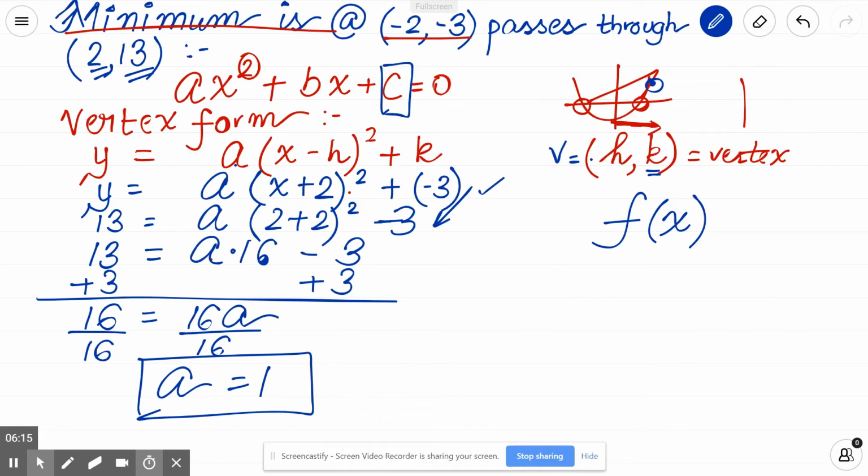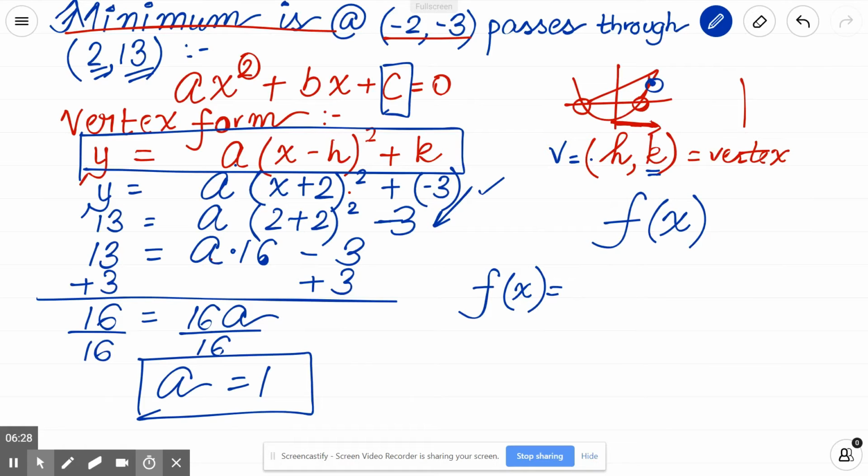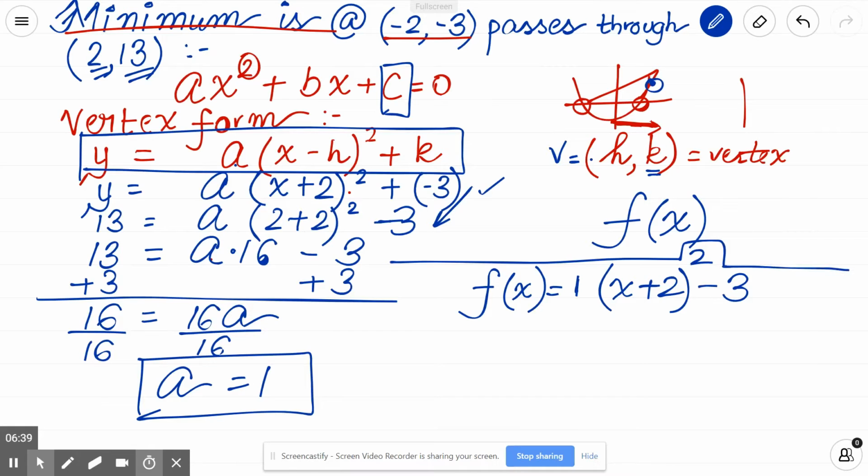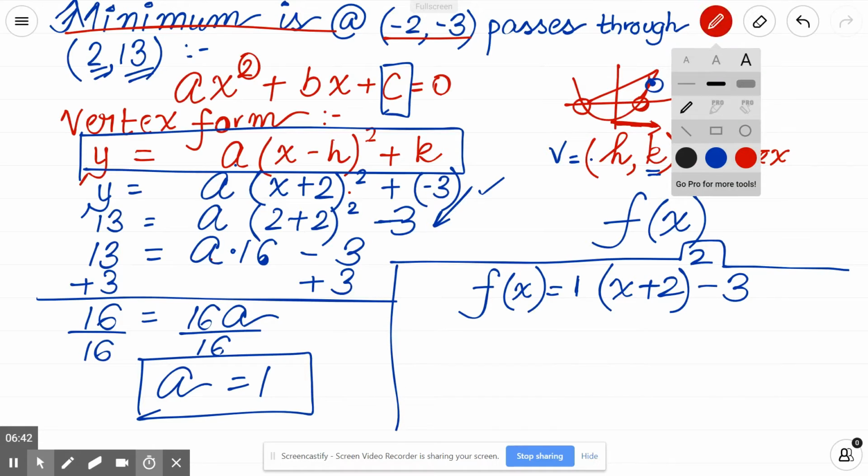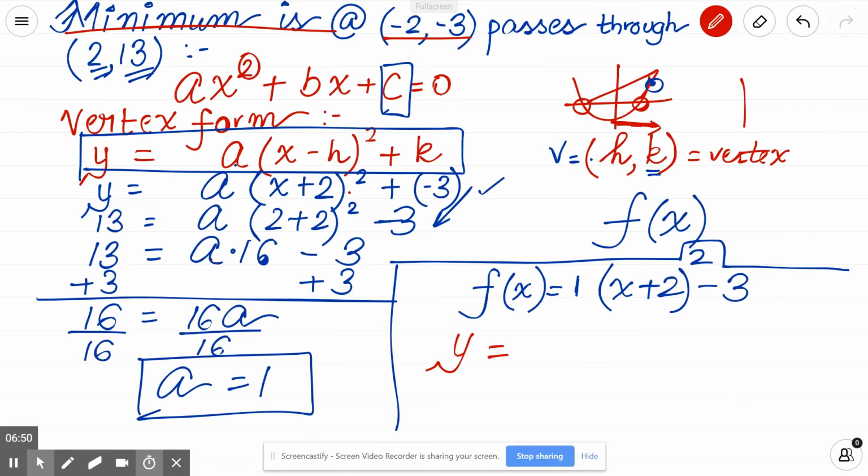All right, once we have a equals 1, we can go back and plug a equals 1 into the equation that we had right here. So we'll have our equation for f of x equals, what was a? A was 1, (x plus 2) whole squared minus 3. I'll just draw a line here so it's not that confusing for you. Instead of f of x, we can have y also. We can have y equals, a was 1, so basically (x plus 2) whole squared.